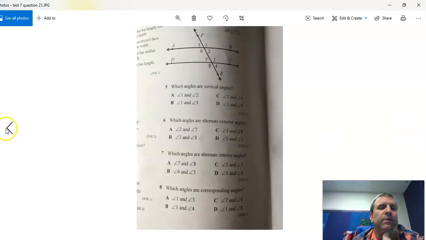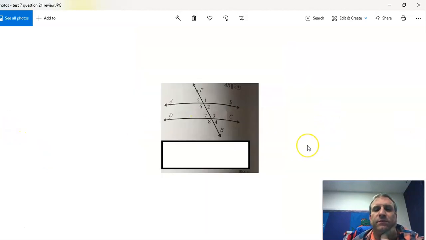Here we have some parallel lines. With these parallel lines, we automatically know, and I think the first question was asking for, vertical angles. You guys are pretty good about spotting vertical angles now.